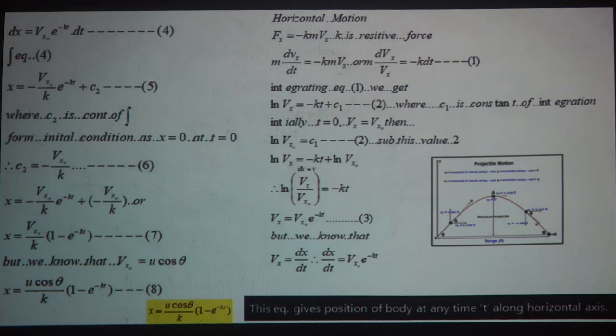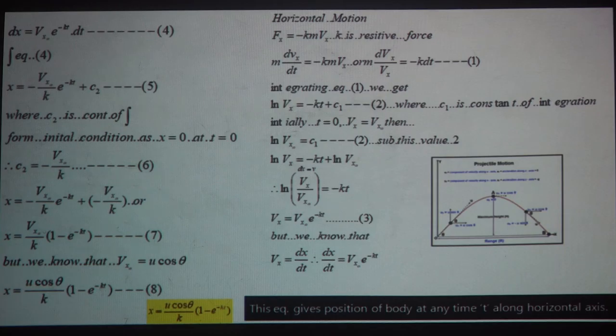Now let us try to find out the horizontal motion of a projectile. We know that the force Fx is equal to minus k m Vx, where k is the resistive force constant, m is the mass of the projectile, and Vx is the velocity along the x-axis. According to Newton's second law, mass into acceleration, that is m dv by dt, is equal to minus k m Vx, or I can write dVx by Vx is equal to minus k dt.